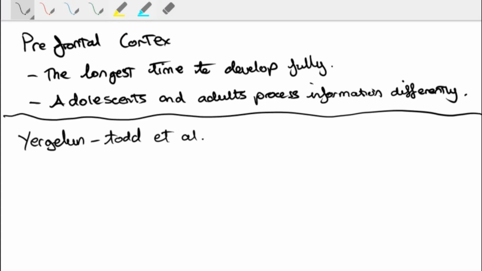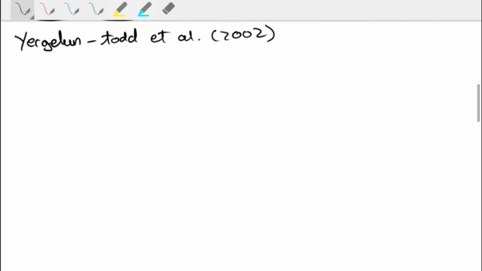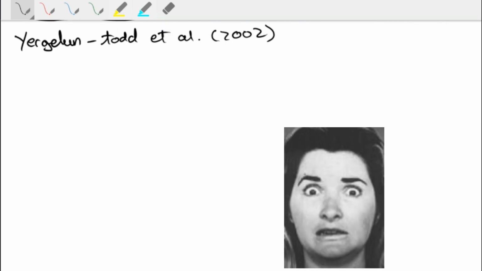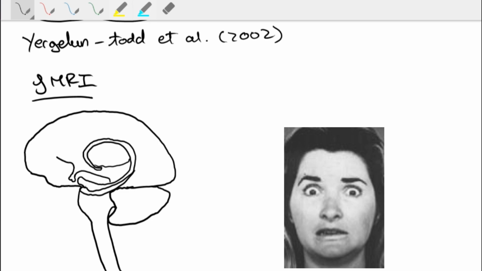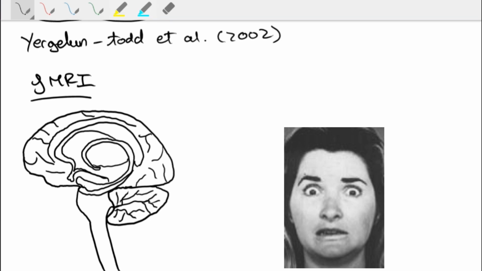A study done by Yurgelun-Todd et al. is a good example of this in terms of how they differ in their ability to process and understand emotion by observing a person's facial expression. They showed a series of pictures of people who had expressed fear to adolescent participants while using functional magnetic resonance imaging to scan their brains. Compared to that of adults, it was found that their frontal lobes were less active than their amygdala, which is responsible for processing and differentiating emotions such as fear from sadness.